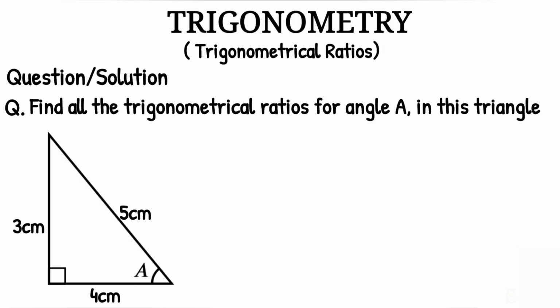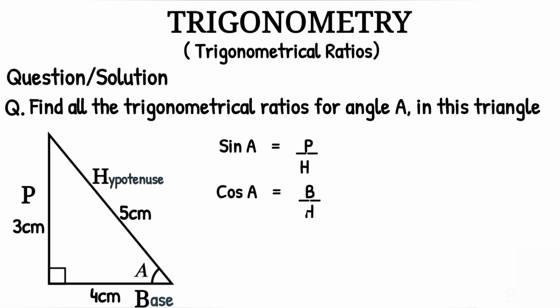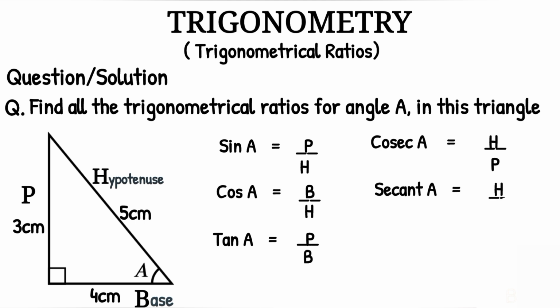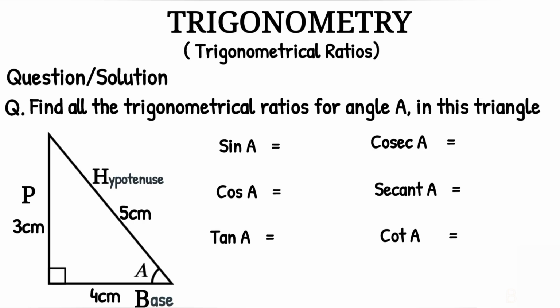Firstly, let's mark the sides of the triangle for angle A. Hypotenuse is fixed, the side of 5 centimeters. The base is the side of 4 centimeters. And the perpendicular is 3 centimeters. Now sine A is P upon H. Cos A is B upon H. Tan A is P upon B. Cosec A is H upon P. Secant A is H upon B. And cot A is B upon P. By putting the values, answers are on your screen.